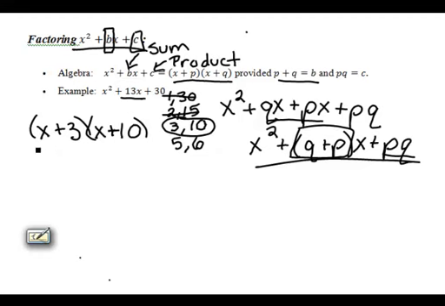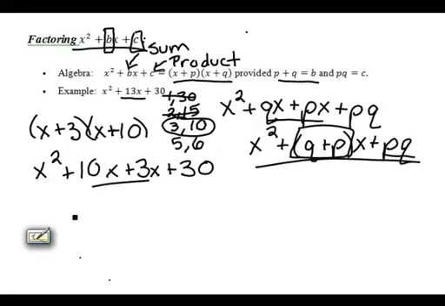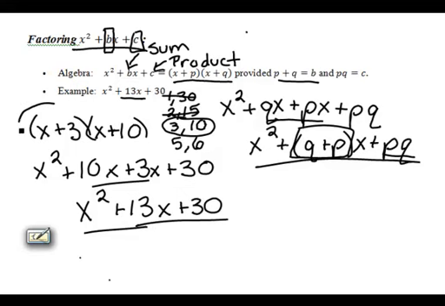Now an easy way to check to make sure I have the correct factorization is to FOIL this out. So if I check this by multiplying, I would take my x times x, which is x squared, multiply my 10 times x to give me 10x, and then the 3 times x is 3x, and finally 3 times 10 gives me plus 30. Going through and combining my like terms, I can see that I do get back to my original trinomial, which was x squared plus 13x plus 30. So I can see that I do have the correct factorization, which would be x plus 3 times the quantity x plus 10.